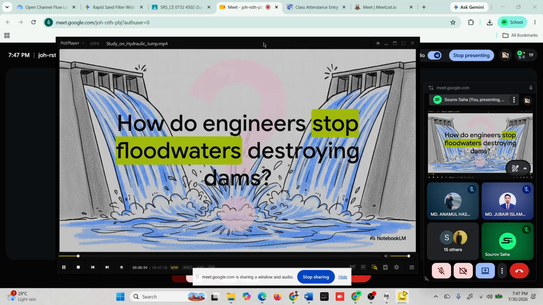To really put this into perspective, think about this for a second. How in the world do we prevent the sheer destructive force of rushing floodwaters from completely washing away massive concrete dams? I mean, when millions of gallons of water spill over a dam, the kinetic energy is absolutely staggering. If we just left it unchecked, it would literally scour the riverbed and undermine the entire structure. There'd be nothing left. The brilliant solution? We intentionally create a controlled, violent collision of water.